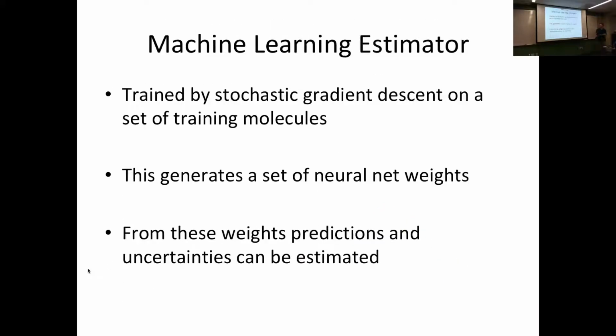So in general, how this works is we train it by stochastic gradient descent, which generates a big giant file full of neural net weights, and these weights can be used to make predictions and estimate the uncertainties.